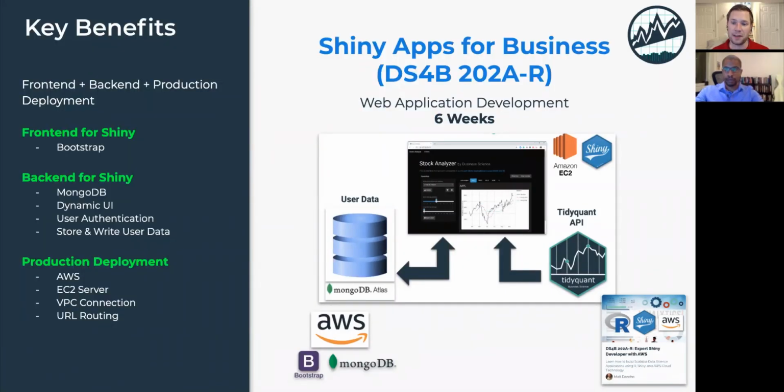The key benefits of the course, we already kind of talked about it, but you're learning front end, you're learning back end, so MongoDB, dynamic UI, user authentication, and then production, AWS. You're learning EC2, how to make a VPC connection, URL routing, and more. So this is the application framework, and you can see all the different technologies that lift that application up, and that's what you're learning.